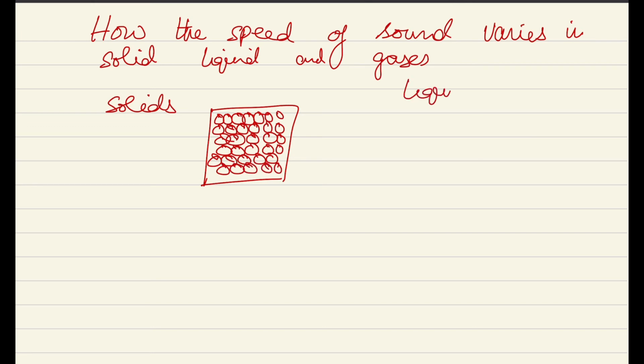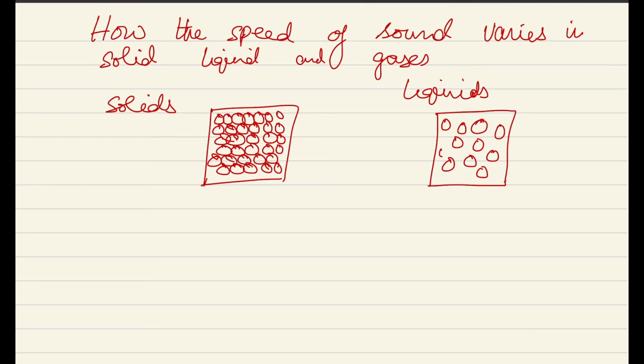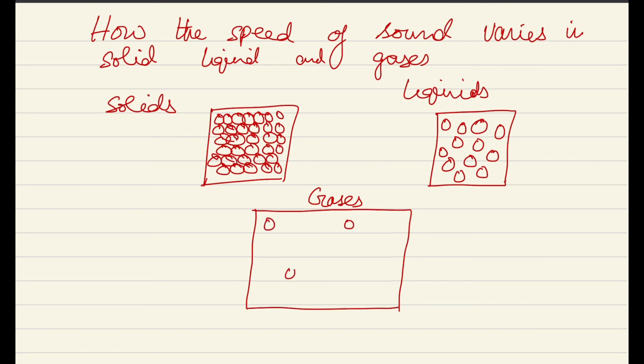Now let's take the example of liquids. In liquids, the particles are at moderate distances from each other. One particle is here, another is here, another is here, like that. They're not tightly packed and they're not in a definite order. Now let's talk about gases. In gases, the particles are away from each other. They're too much away from each other. One particle is here, another one is here, like that. So that's the nature of particles in solids, liquids, and gases.